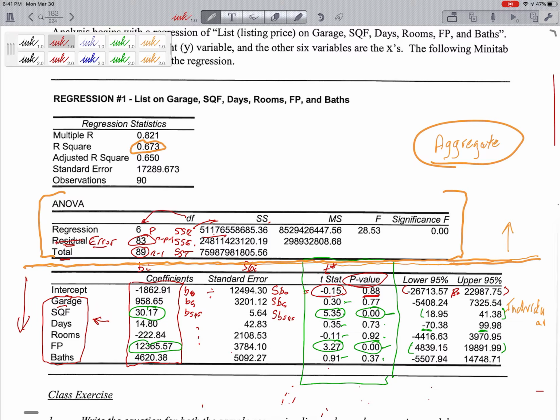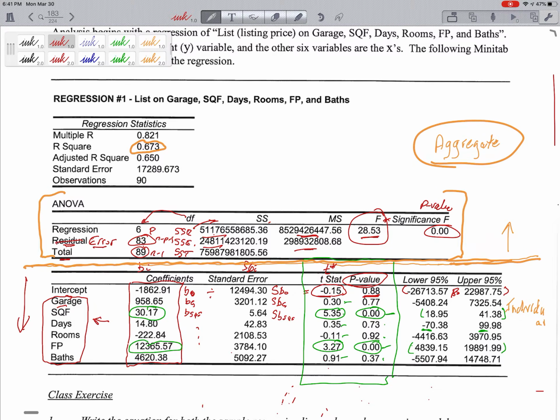Now, if you divide this big number here, 5.11, etc., divided by 6, you'll get the numerator for your F star. Here's your denominator, 2.48 times 10 to the 10th power divided by 83. You get this number, divide these two, and you get your F star value. And then here's the P value for your F test. And this P value then tells you that all 6 of them together significantly explain the listing price of a house. And we'll do a formal F test here, and we'll find that this F star value is way out there.